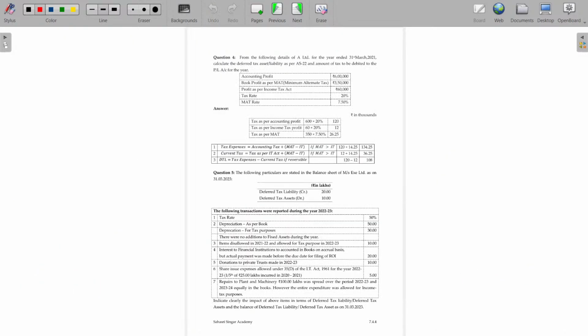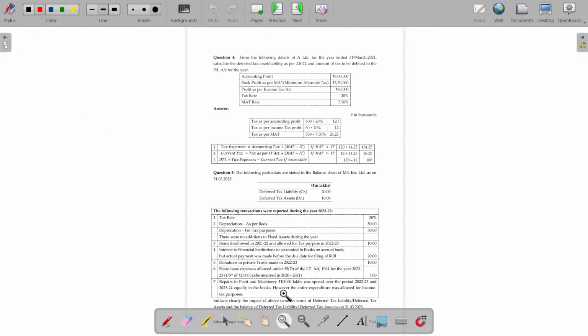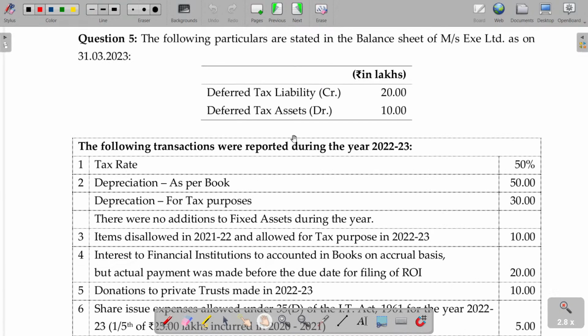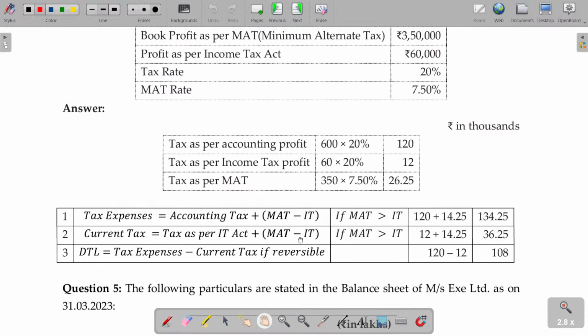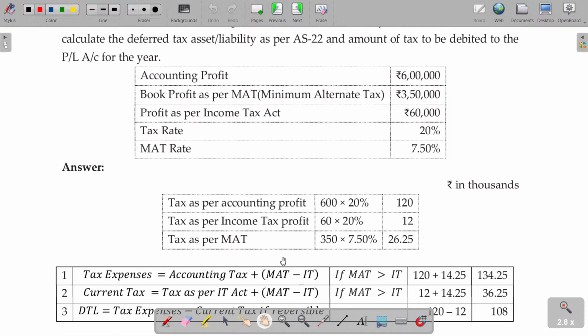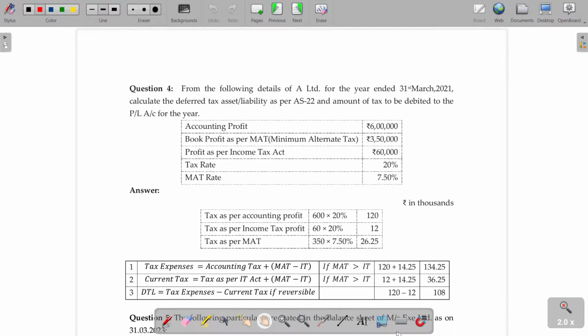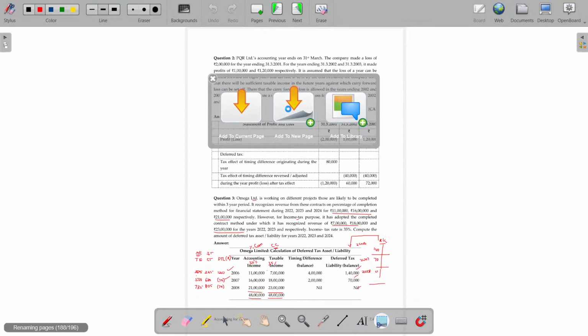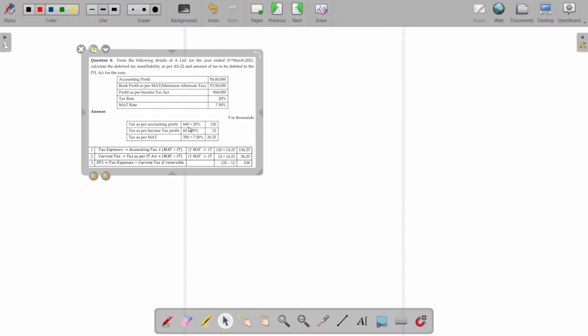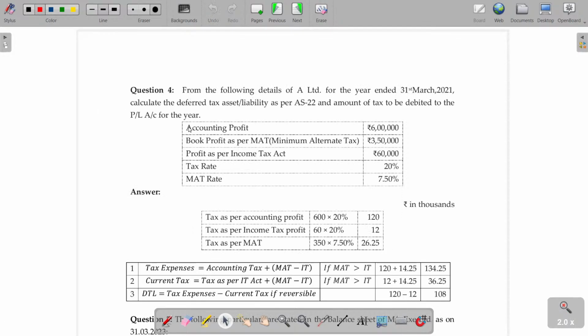Next question. Next question. I think this you can skip. This you can skip. Let's see. Are you able to manage this one or not? This one is pretty rare. Anyhow, let me explain. No, not required. I can skip this. You don't have the minimum alternative tax. MAT you don't have, right? Okay.